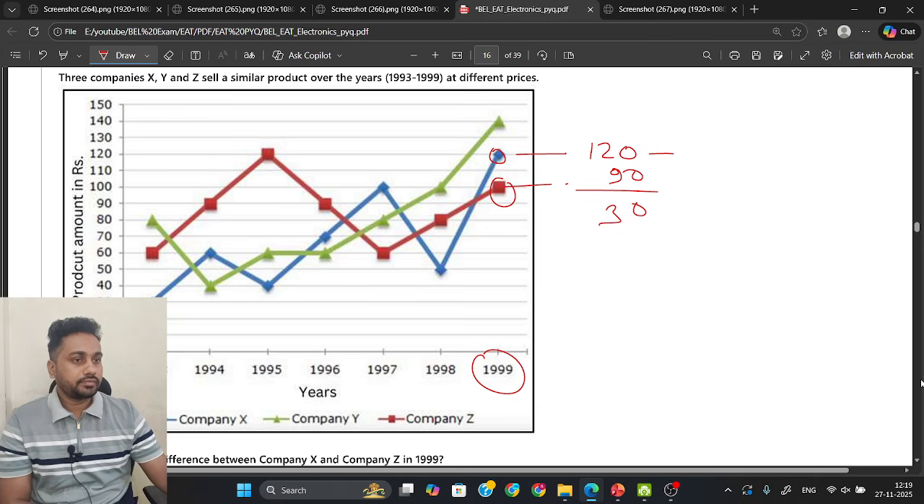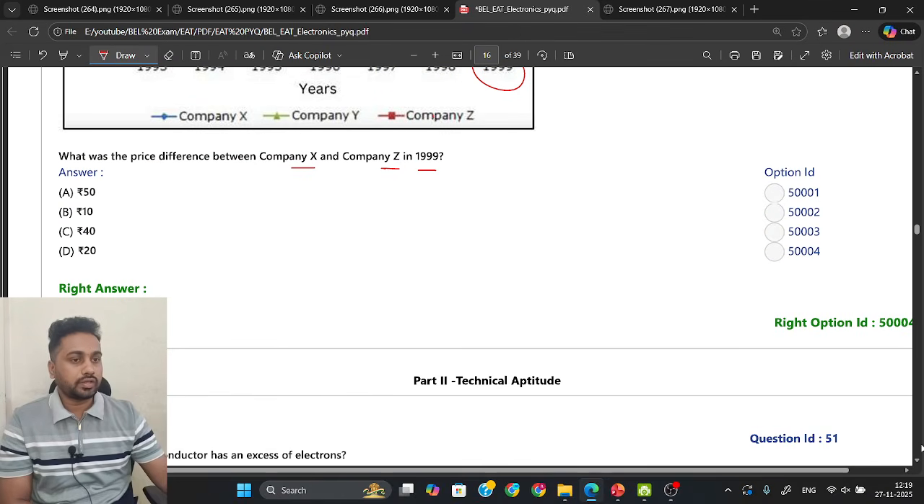All right. This is 120 and this is how much? This is 100 actually, right? This is 100. I wrote 90. This red one is 100. So you are getting 20. Okay, so 20 is your right answer. Option D is your right answer.